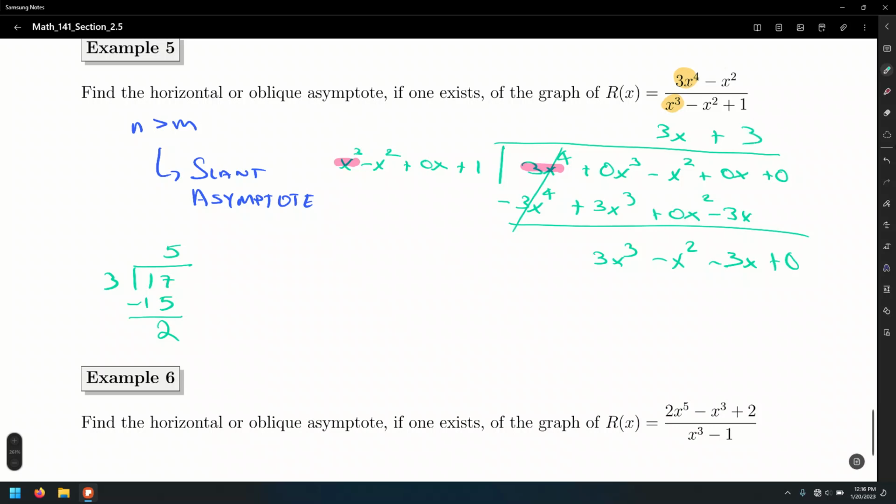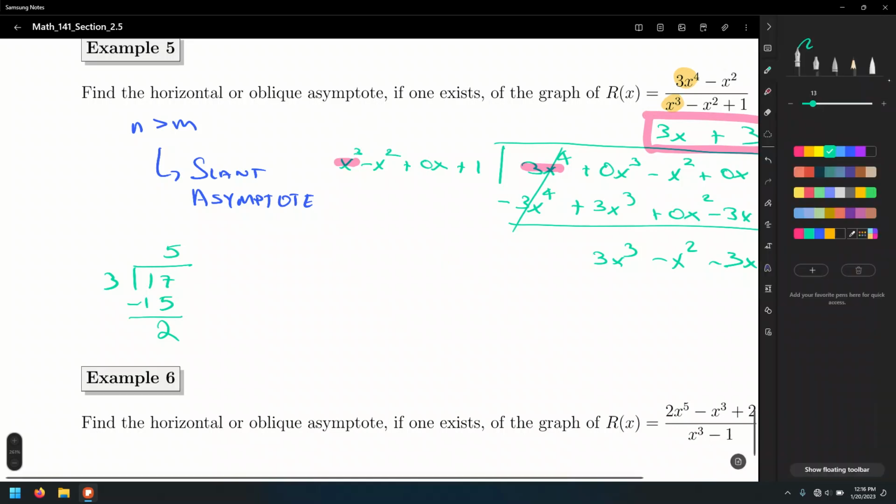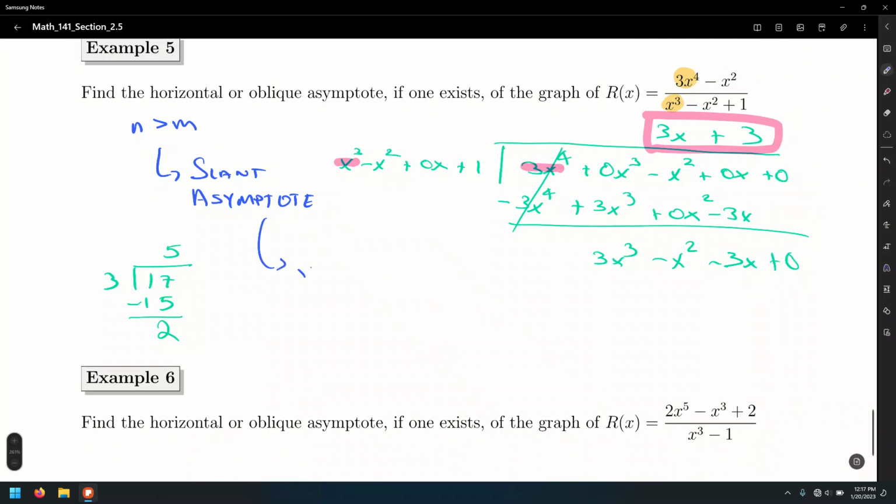And here is the thing. We would multiply every single term right here. However, that's not what we care about. Ultimately, what we care about is this result here, which is the quotient. That quotient will constitute the, not horizontal, the slant asymptote. Just to save time, we're not going to care about that part. So slant asymptote of the form y equals 3x plus 3. All right? So no need to finish the division. That's fine.